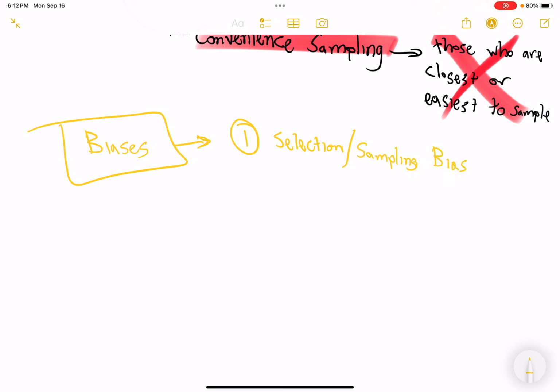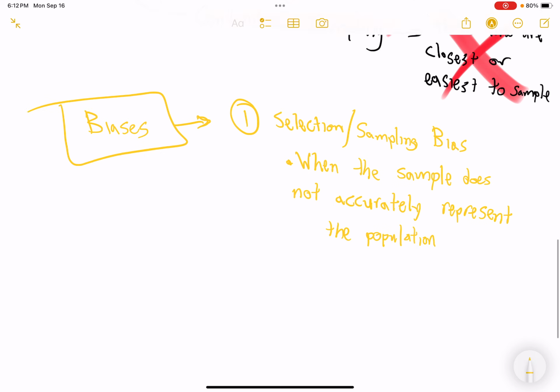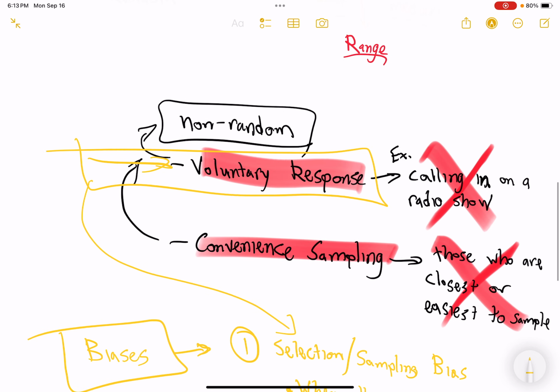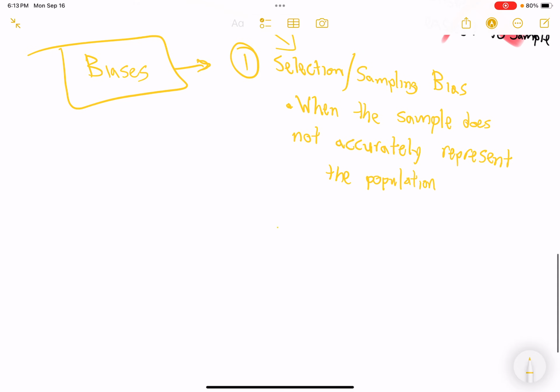Now, what is selection or sampling bias? Well, selection or sampling bias is when the sample does not accurately, and this is in the slides as well, represent the population. Now, what are examples of this, you might ask? Oh, well, I got you covered. Look, voluntary response bias is a kind of selection or sampling bias, okay? Always. Why? Well, because we're just letting whoever wants to come on. No good.